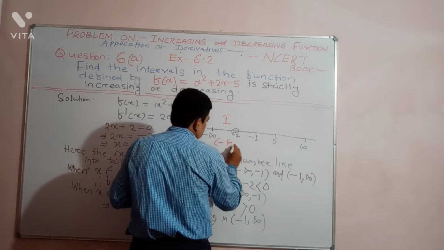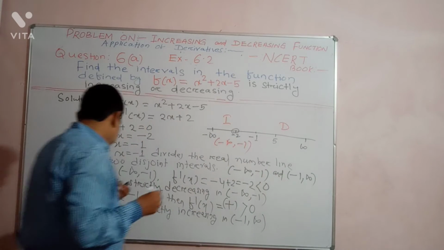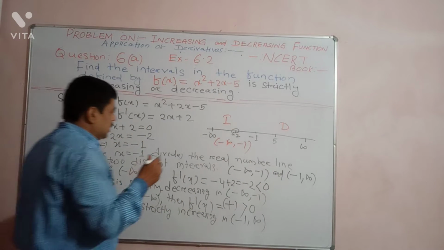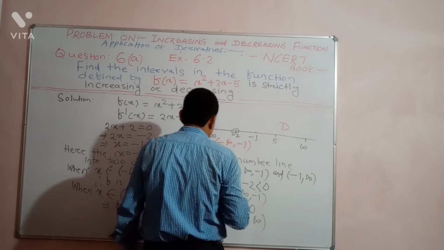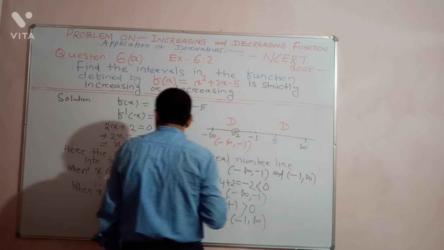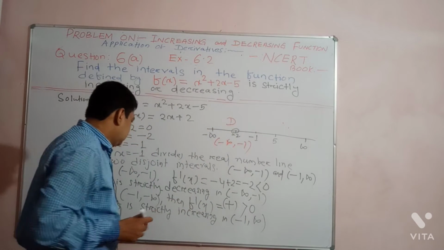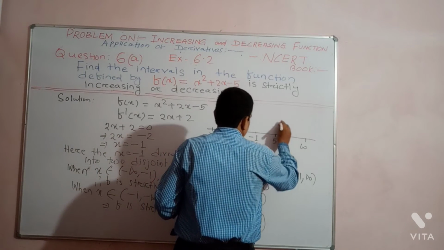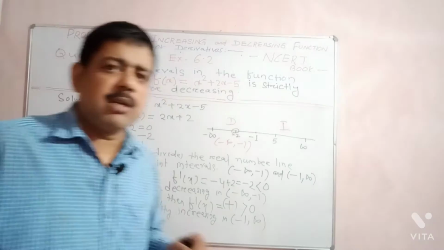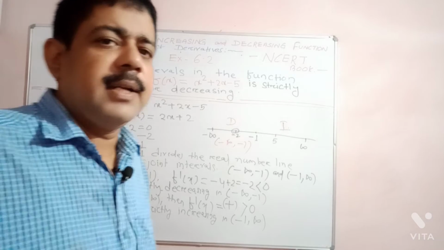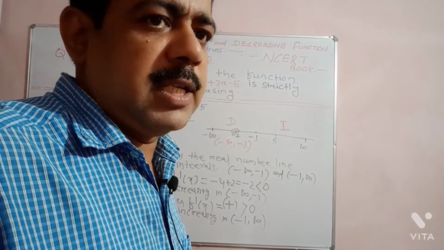Thus, the function is strictly decreasing in the interval minus infinity to -1, because f'(x) is less than 0 there, and strictly increasing in the interval -1 to infinity. This is how you can find in which intervals a function is strictly increasing and strictly decreasing. Understand?